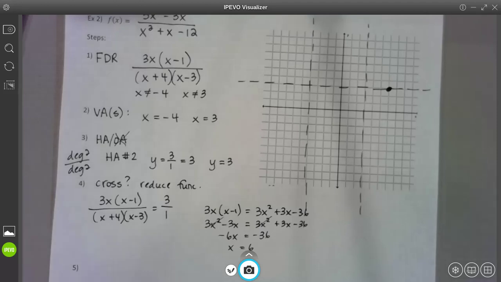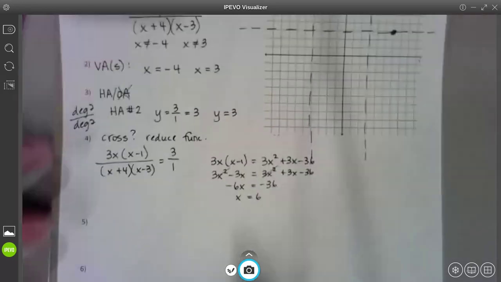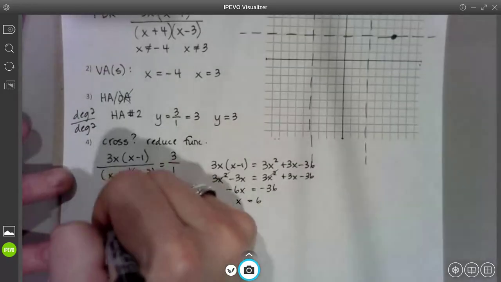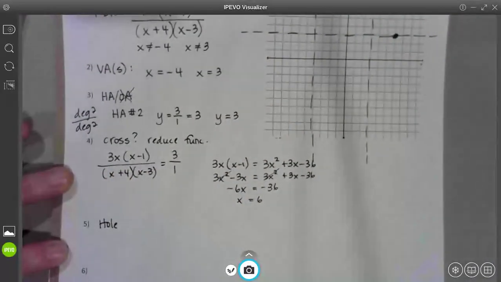Okay. All right, once that's over, now we're kind of like straight shooting. Now we're going from some legit points here. So let's go for a hole. Well, guys, nothing canceled, so there's no hole.